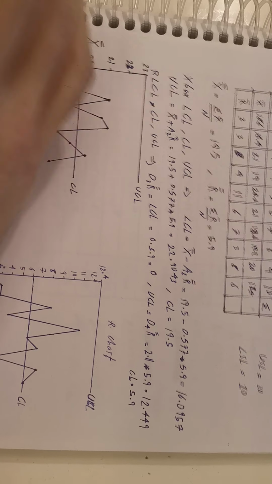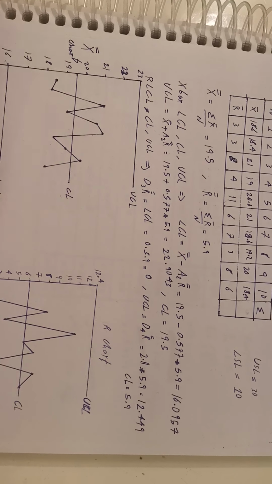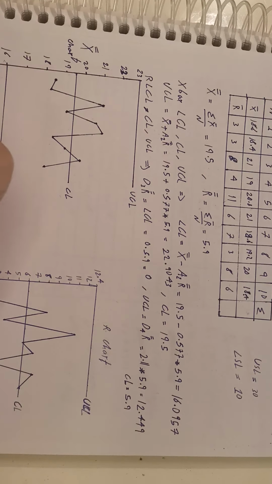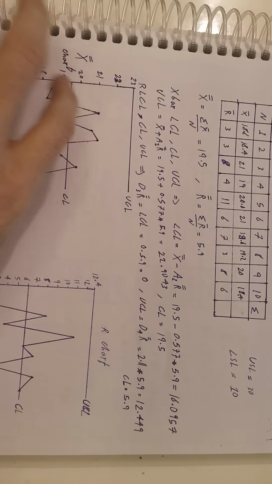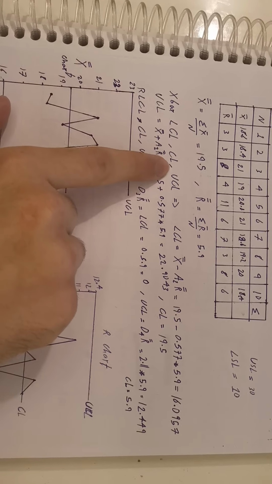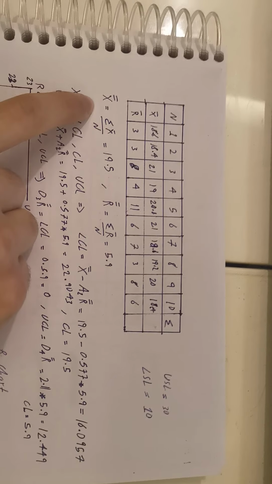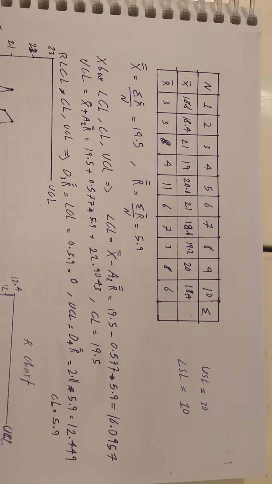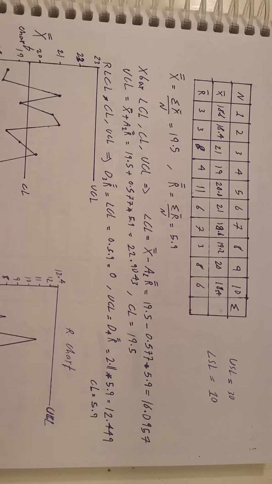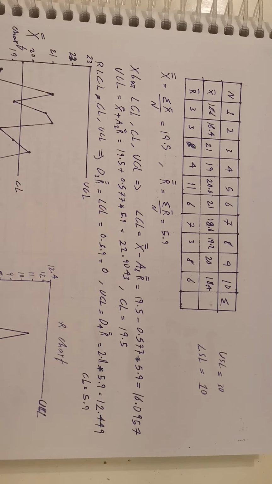And now we need the upper control limits and lower control limits beside the control limit. The control limit is the same as the X bar grand and the range grand. So we will not calculate that part. We will only calculate the lower and the upper control limits.